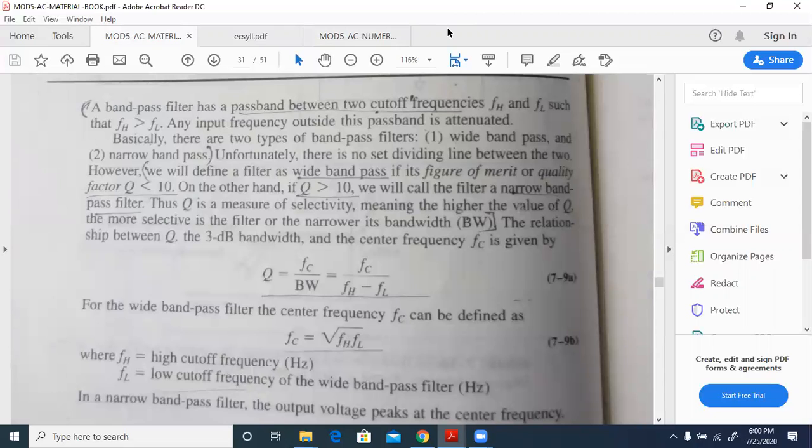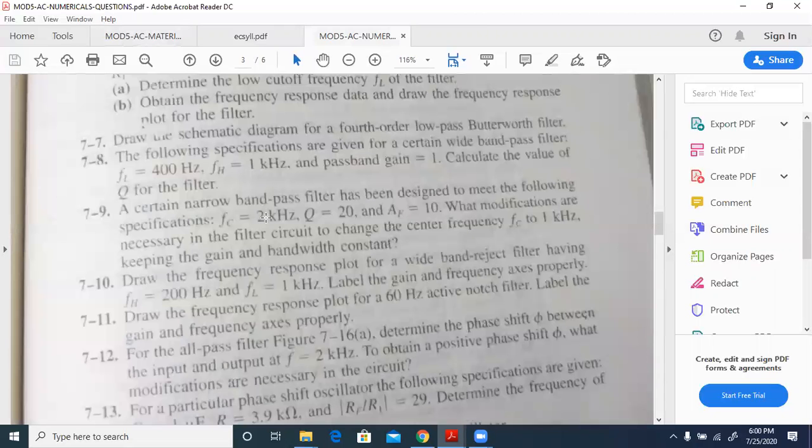So next we will go for the next problem. 7.9. A certain narrow band pass filter has been designed to meet the following specifications: FC equal to 2 kilohertz, Q equal to 20, AF equal to 10. What modifications are necessary in the filter circuit to change the center frequency FC to 1 kilohertz? FC was 2 kilohertz, now it becomes 1 kilohertz. So what modifications should you do, keeping the gain and the bandwidth constant?